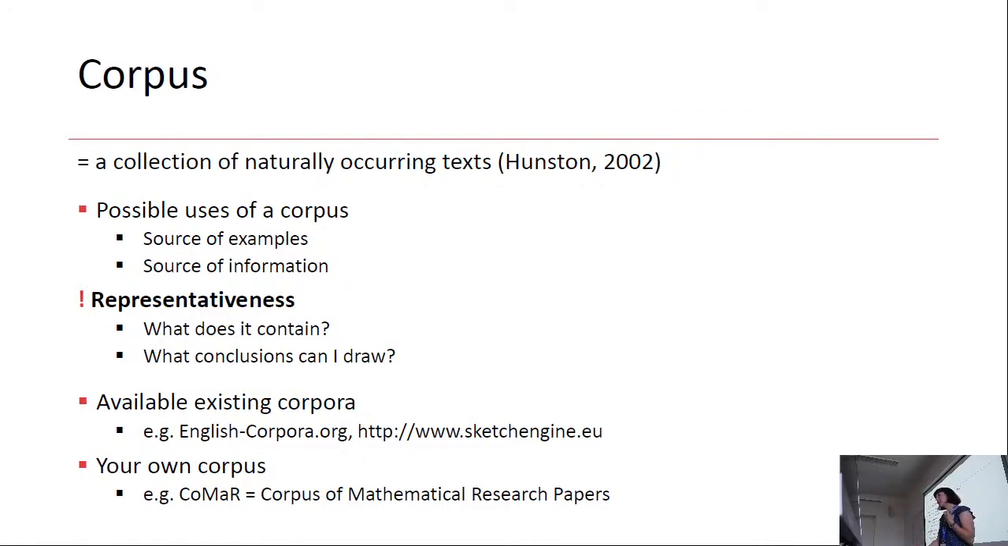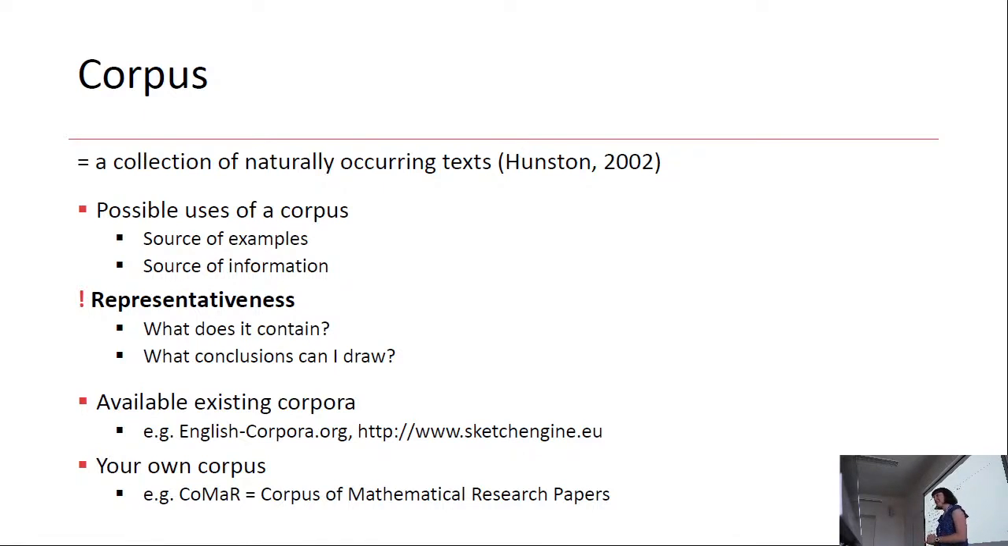So that's the issue of representativeness. A corpus is usually designed to represent a variety of language. In our case, perhaps it could be the English of some mathematicians. But what you cannot do is, for example, to have a corpus of mathematical research papers and based on that draw some conclusions about, let's say, what mathematicians say in lectures, right? Because that's simply not what the corpus contains, and one should always be aware of that.